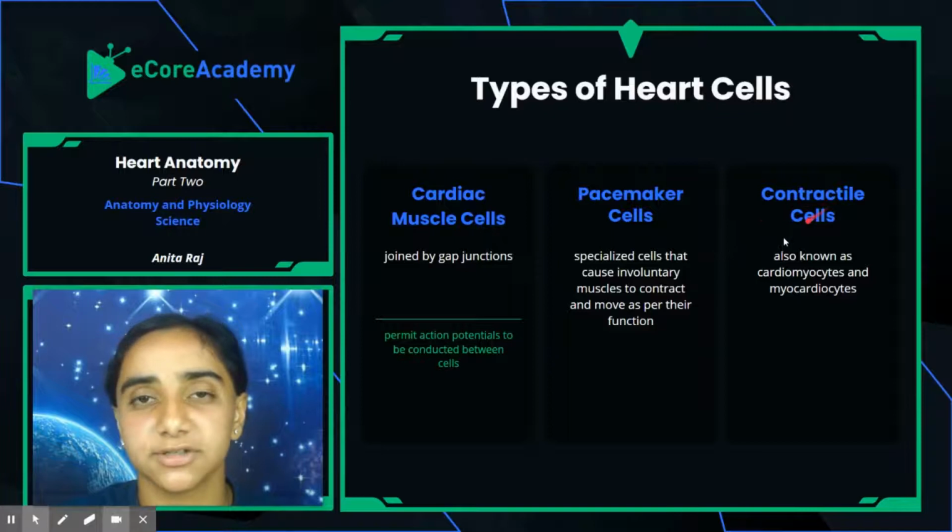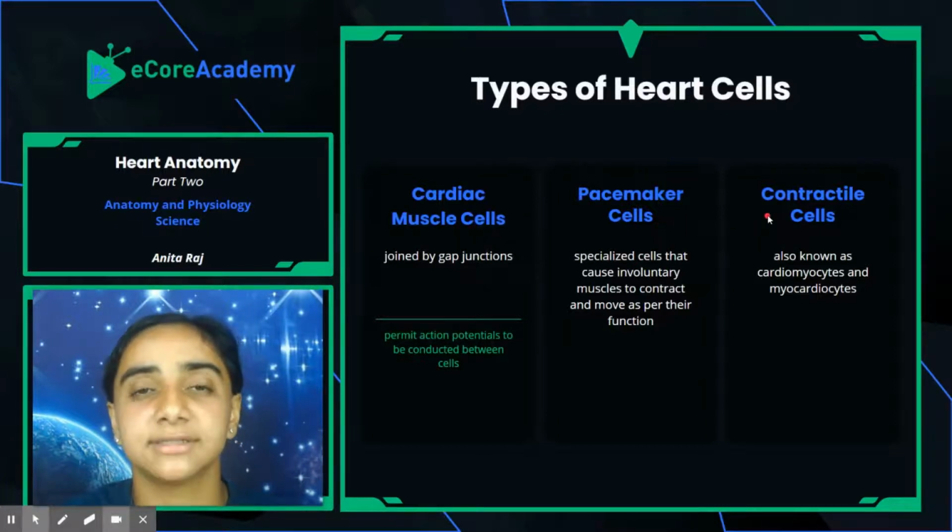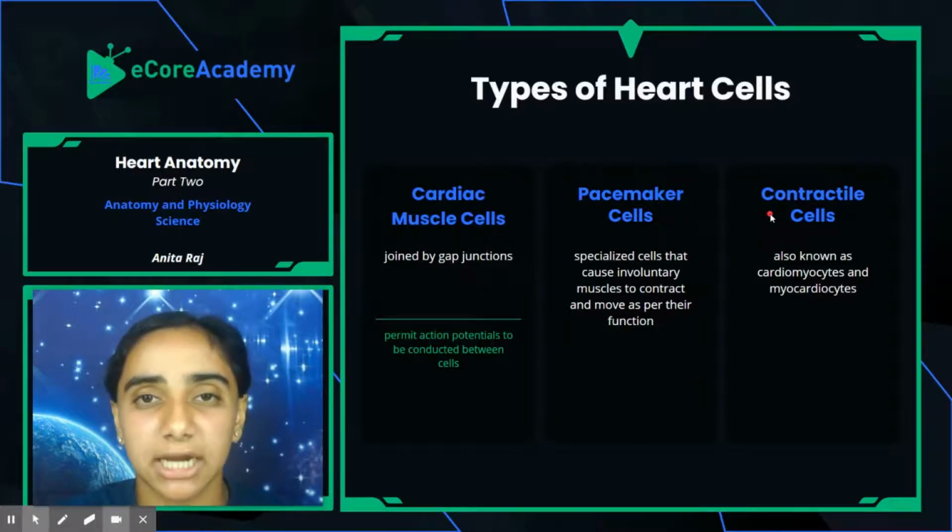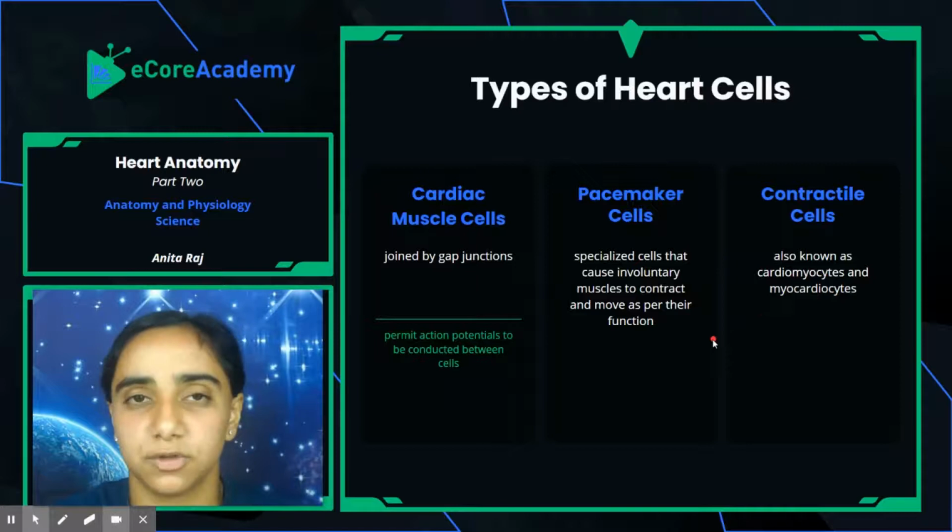If you look at contractile cells, they're the ones that follow. They're like your muscle cells. They're the ones that actually have your heart squeezing, and they're the ones that receive these communications through gap junctions from your pacemaker cells that, yes, the heart needs to squeeze now, the heart needs to contract now, that the heart needs to relax now. So they're also known as cardiomyocytes and myocardiocytes. Those are just the more scientific names.